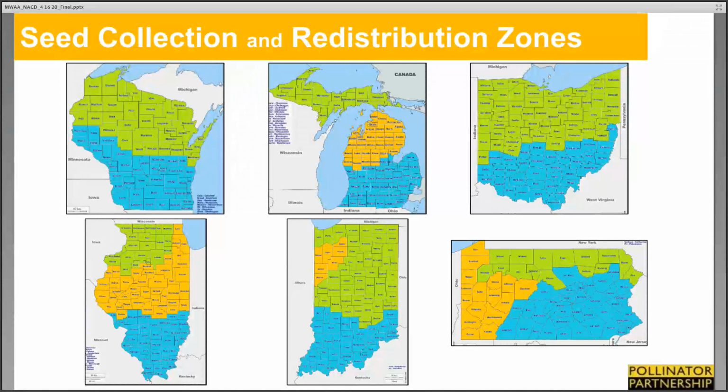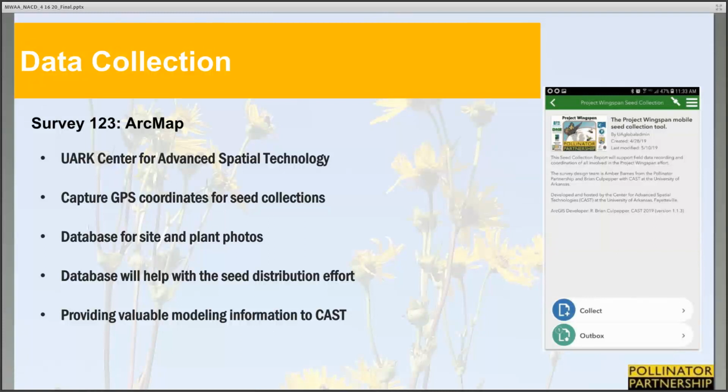And this is just an example of the seed collection and redistribution zones. So we did base this off of vegetation zones, and we also split them for the northern states like Wisconsin and Michigan by glacial lines. So really trying to maintain the ecotype sourcing of these seeds.